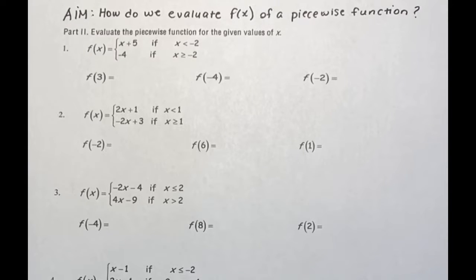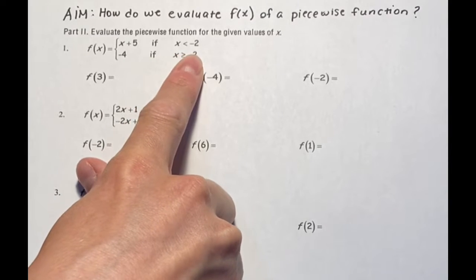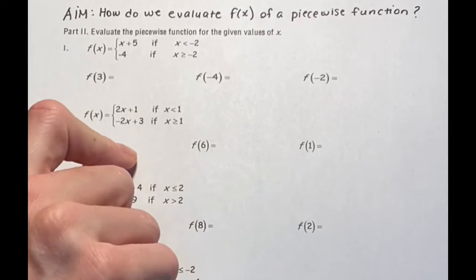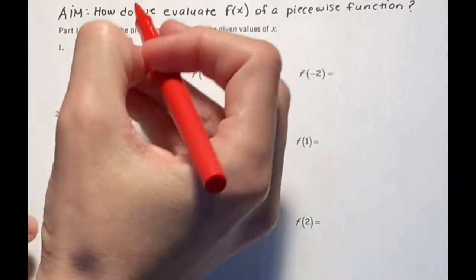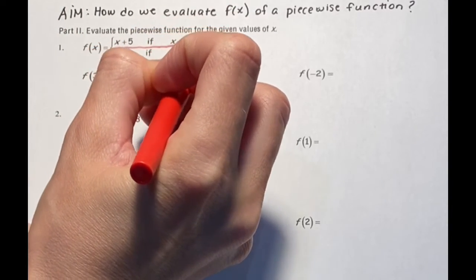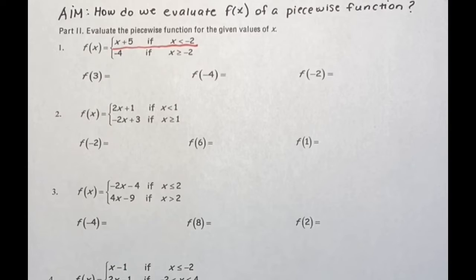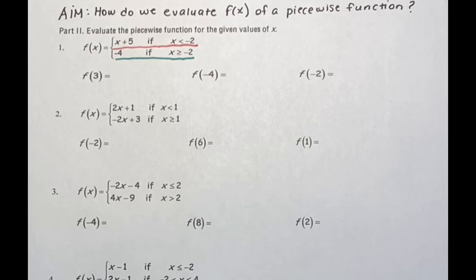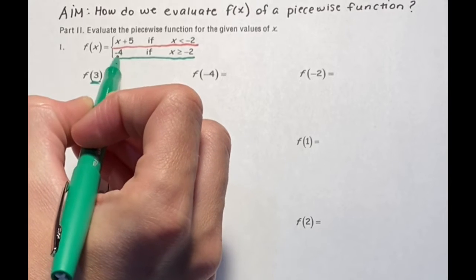So if I'm looking at number 1, f of x is x plus 5, and then it's giving us our bounds, where x is less than negative 2, and f of x is 4, where x is greater than or equal to negative 2. So if we look at the first one here, it's telling us we need to evaluate f of 3. So first we need to determine which equation we would use to evaluate f of 3. Would it be x plus 5, where x is less than negative 2, or would it be 4, where x is greater than or equal to negative 2? So 3 is our x value. 3 is greater than negative 2, so we would use the second equation.